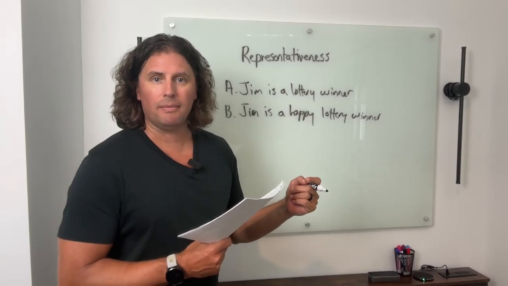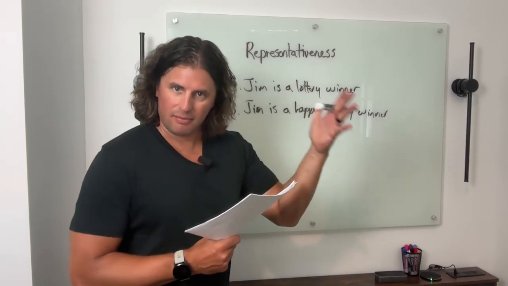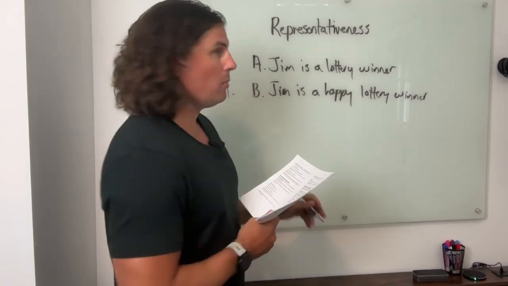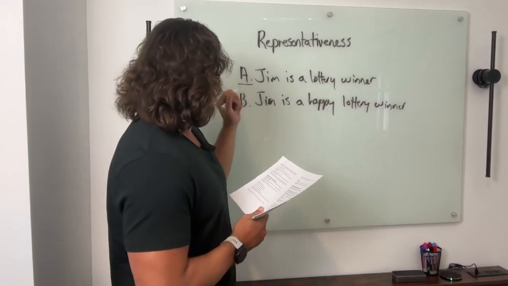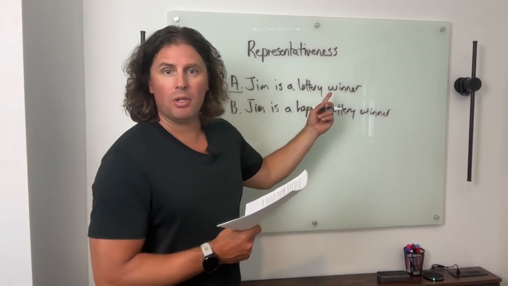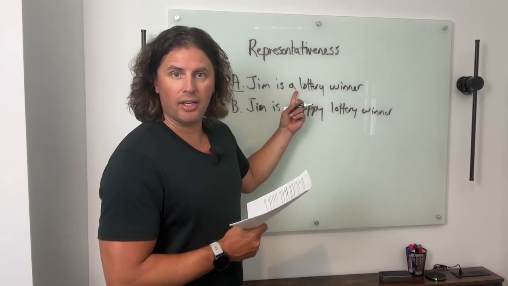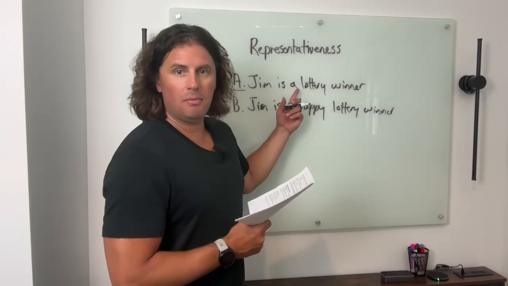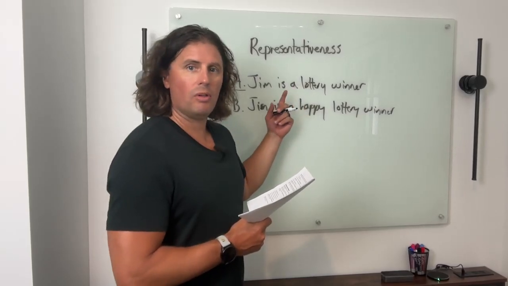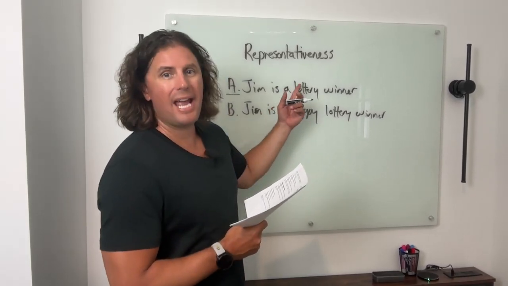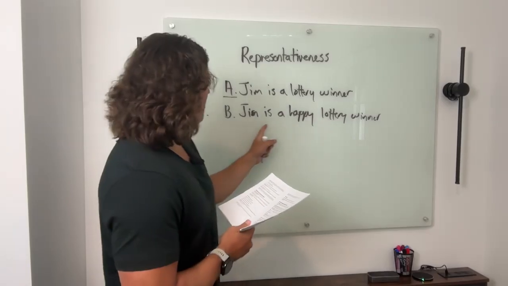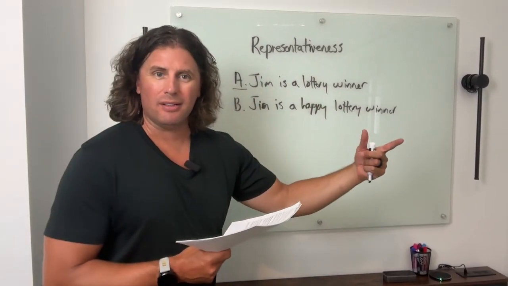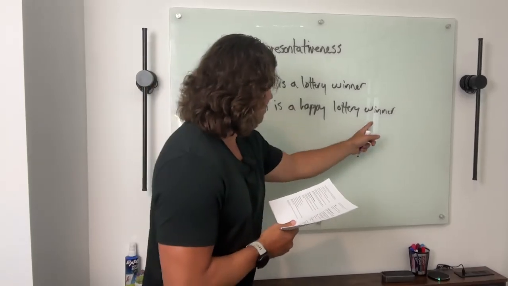Which one is more likely? Or which one is technically more likely? Well, technically, A is more likely. Because if we really jump in and think about it, Jim could be a happy lottery winner here. He could be an unhappy lottery winner. He could be miserable or happy or sad, or anything in this. But because we saw something specific here, we saw a pattern and we made that association right away.